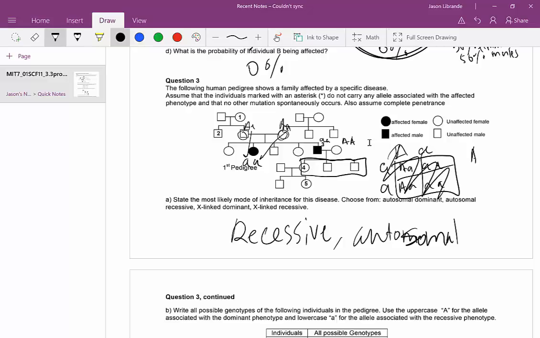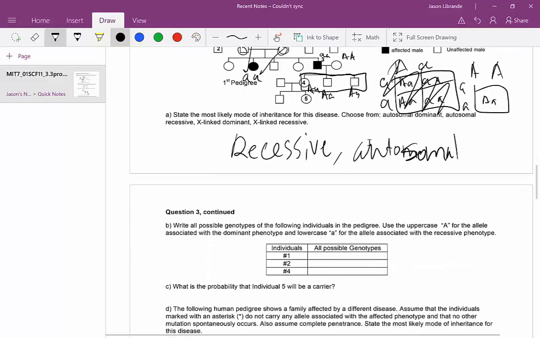So she's homozygous dominant. We can do the cross there. Essentially, all the offspring are going to be heterozygous. So that's heterozygous, heterozygous, heterozygous. Okay. And then that's essentially as far as you can go.